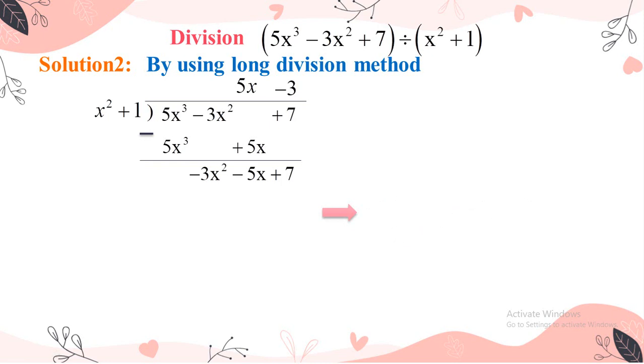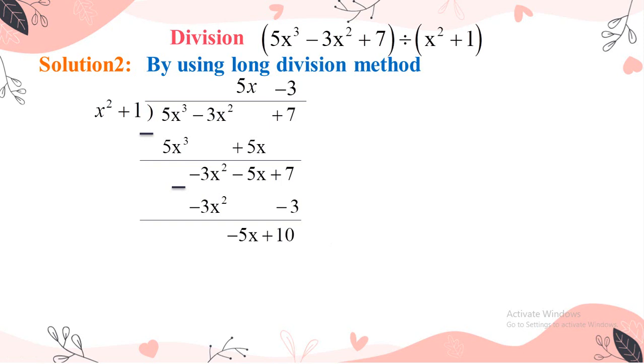Subtracting the product of negative 3 and the divisor from the first remainder, we get the second remainder. Negative 3 times x squared minus negative 3 times x squared is equal to 0. And you bring down negative 5 times x. 7 minus negative 3 is equal to 10.